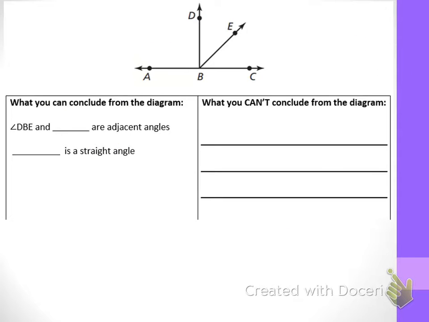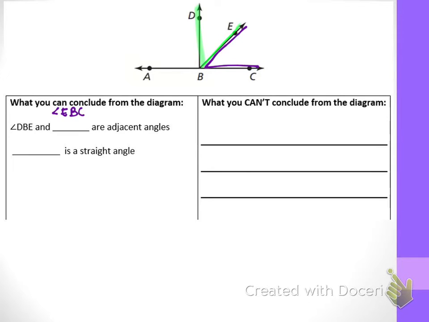Okay. The last thing on our notes is this diagram. We're going to decide what we can conclude and what we can't conclude from it. The first thing says angle DBE and blank are adjacent. It actually has two angles that are adjacent to it. So what is one of the angles? Angle EBC. The vertex has to be in the middle. Or did you say DBC? No, it's EBC, or CBE, either way.